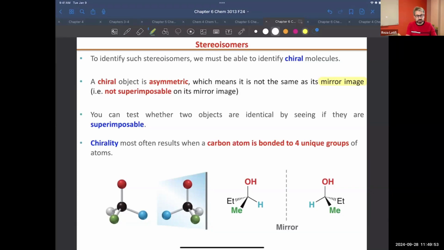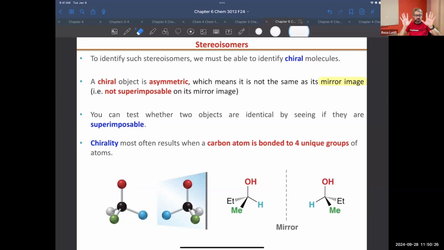Superimposable, like what? My hands are mirror images of each other. You might say, oh, they will sit on each other perfectly. No, they're not going to sit perfectly on each other, and this is the reason. When you put the mirror here, this is my right hand and the left hand, this thumb will be close to the mirror. And now the right hand clearly is the mirror image of the left hand.